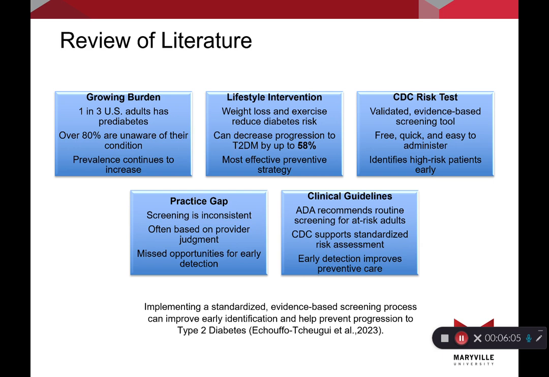Another consistent issue identified in the literature was variability in screening. When screening depends primarily on individual clinical judgment, some patients who meet risk criteria may not be recognized. Current clinical recommendations also support screening adults who are at risk for abnormal glucose metabolism. Taken together, the evidence suggested that a standardized screening process could help close the gap between the existing recommendations and what occurs during everyday clinical practice.